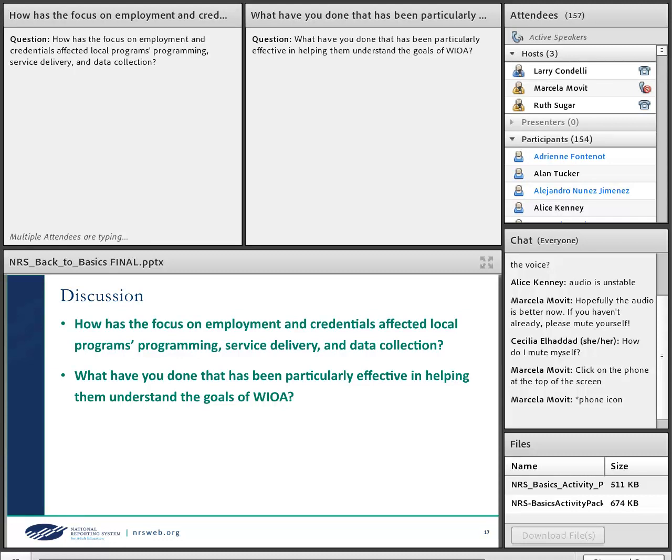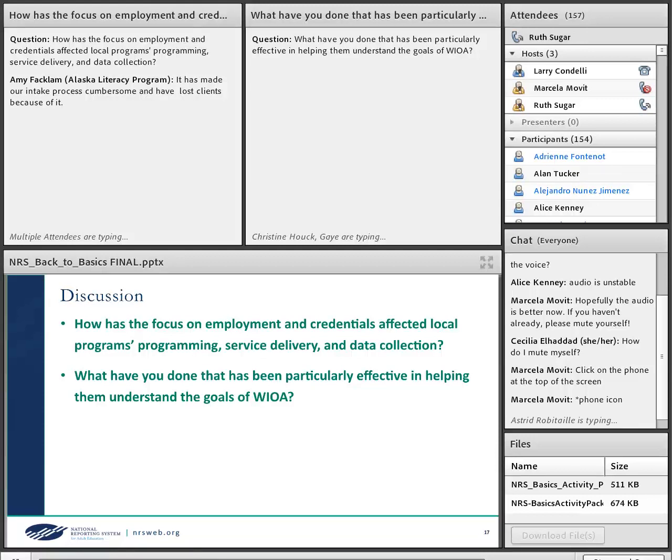And the other question is, what have you done at the state level that has been particularly effective in helping local programs understand the goals of WIOA, so that we can learn some different strategies from you and from one another? Okay, if you can take a couple moments.